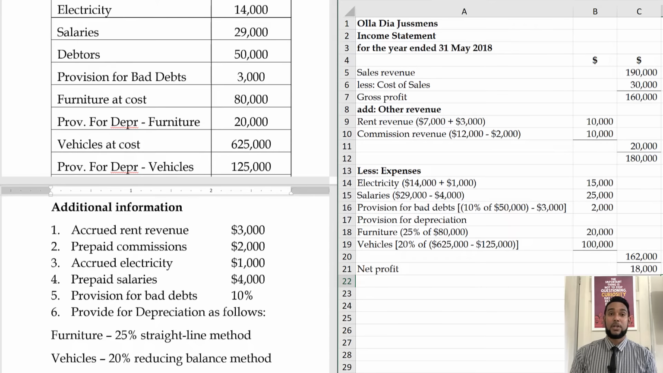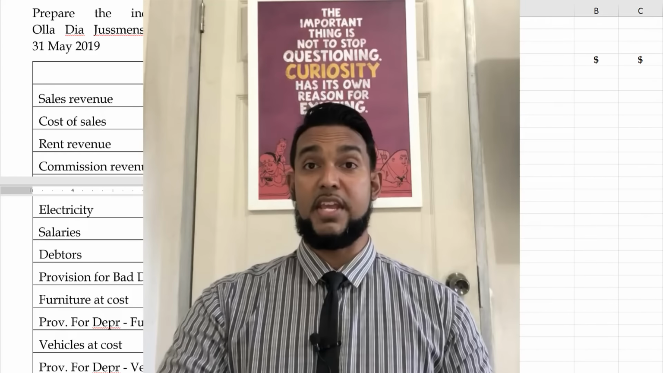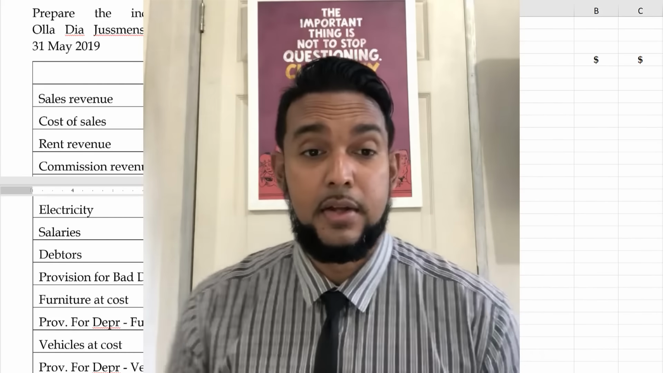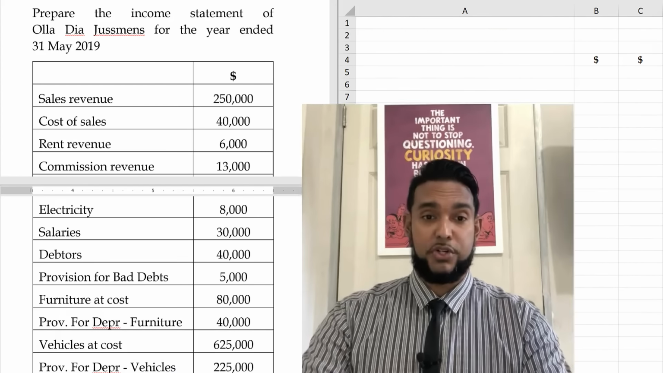Okay, all right, so I want to do a second example, which is very important here because it's going to show what happens when the provision for bad debts decreases. Let's take a look at that. Okay, let's take a look at a second example here. So we start by reading the question.